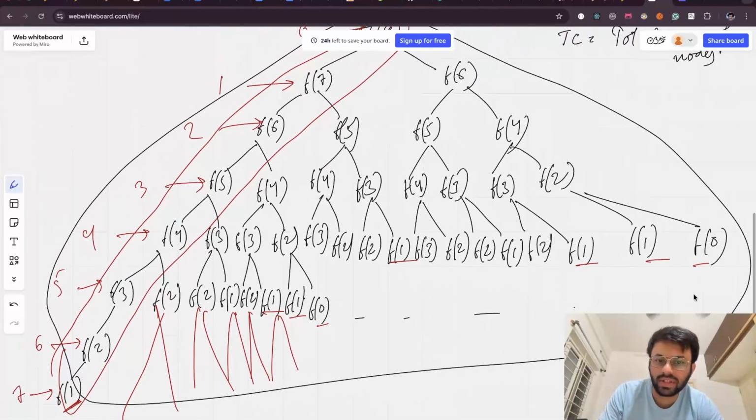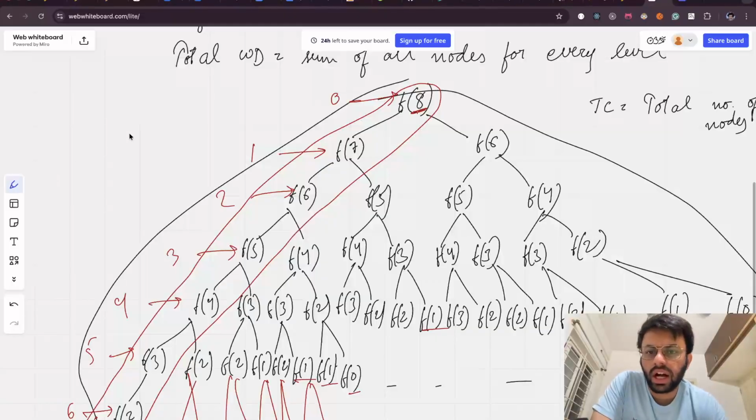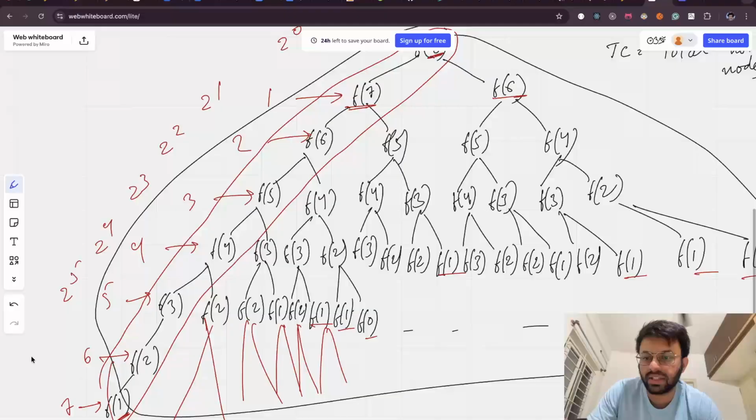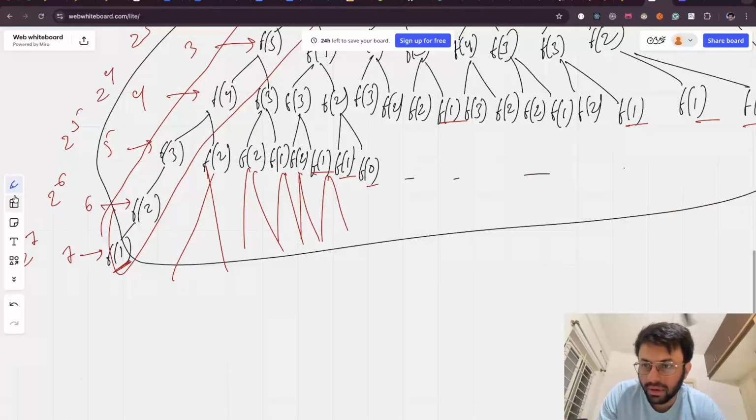So what we'll do is, in level 0, how many nodes are there? 2 power 0. In level 1, 2 power 1, 2 nodes, isn't it? In level 2, 2 power 2. In level 3, 2 power 3. In level 4, 2 power 4. In level 5, 2 power 5. In level 6, 2 power 6. In level 7, 2 power 7. So the total number of nodes.